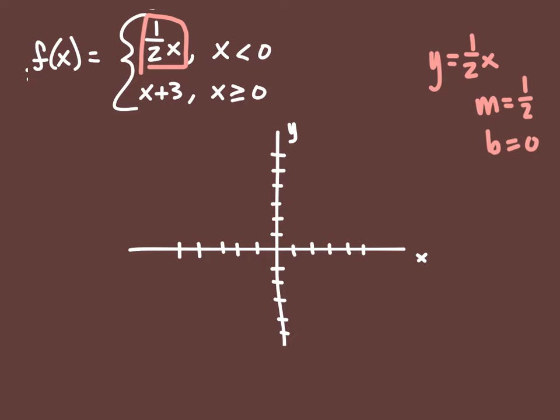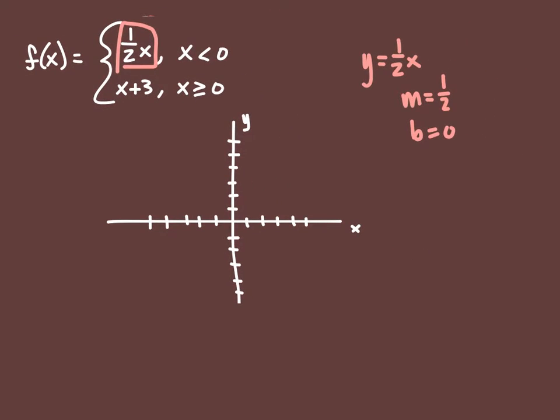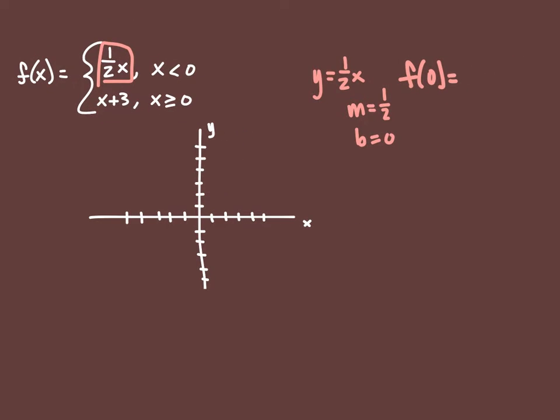So what I want to realize is that this function exists when x is less than 0, okay? So what I want to do is figure out, at what point on the graph should I start this? If I'm just thinking about this first equation, what's f of 0 if I plug in 0 into this equation? That's simply just going to be 1/2 times 0, which gives us 0. So f of 0 is equal to 0.